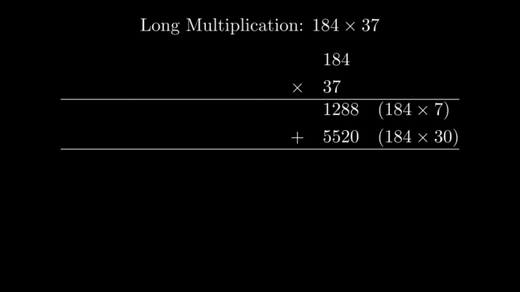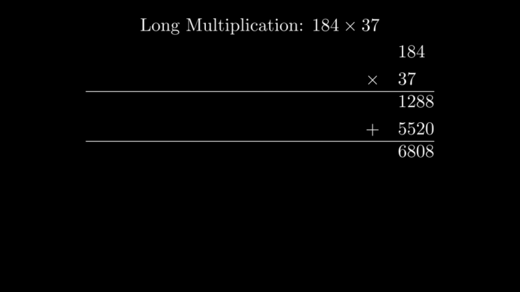So, 184 times 30 is 5,520. Notice the 0 as a placeholder. Finally, we add these two results together. 1288 plus 5,520 gives us our final answer, 6,808. Now for division. Sometimes we get a remainder, but it's often more useful to express the answer as a decimal.